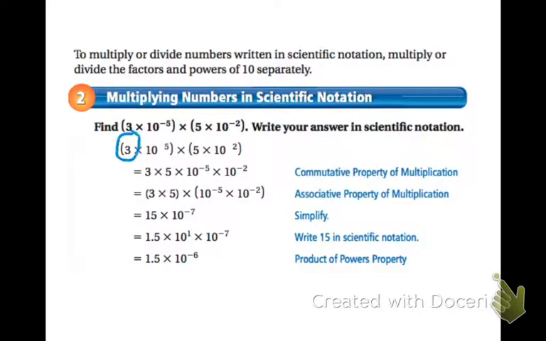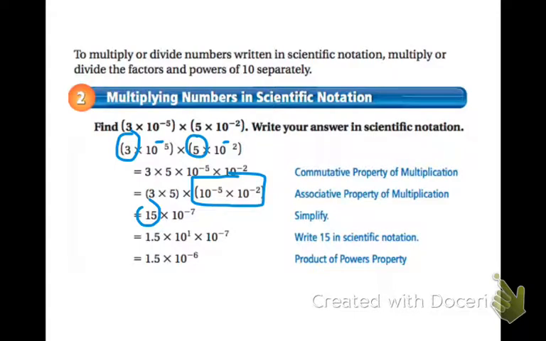So this 3 times this 5, right, becomes 15. And then you get to do this. It's kind of like you rearranged it, using the commutative property. Then we have 10 to the 5th times 10 to the, oh, these are negatives. I guess they're not showing up right here. And so we'll take the -5 plus the -2 to get the -7.